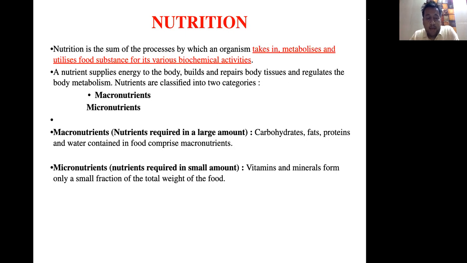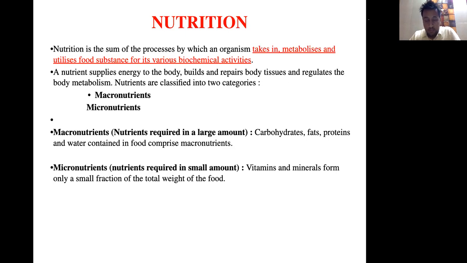So obviously macro and micro here stand for the amount of that particular food nutrient we require. The macronutrients are the carbohydrates, fats, proteins, and obviously the most essential of all is the water. So macronutrients are those which are required in a large amount by your body, because in the absence of those, there can be severe deficiency diseases. So these nutrients are required in large amounts.